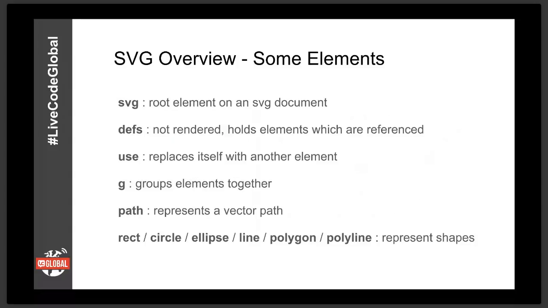Okay, so I've already mentioned a few bits of the overview of SVG. As I said, it uses very similar ideas to HTML and CSS. It's just focused on 2D vector graphics rather than text content and layout. All SVG documents start with the root element, svg. There's a defs element, which allows you to hide and not render a collection of elements that you're referencing elsewhere. There's a use element, which can reference another element, and it will replace itself with that other element. G allows you to group elements together. So for example, you can reference a group of elements rather than just a single element. Path represents a standard 2D vector path using the SVG path language. And then you have shape elements: rect, circle, ellipse, line, polygon, polyline. SVG has many more elements than this. In the full SVG specification, you can define gradients of various types. You can do text and various other things.